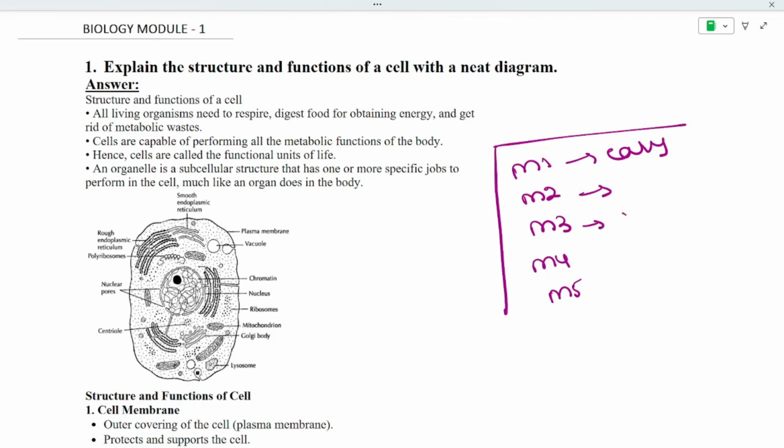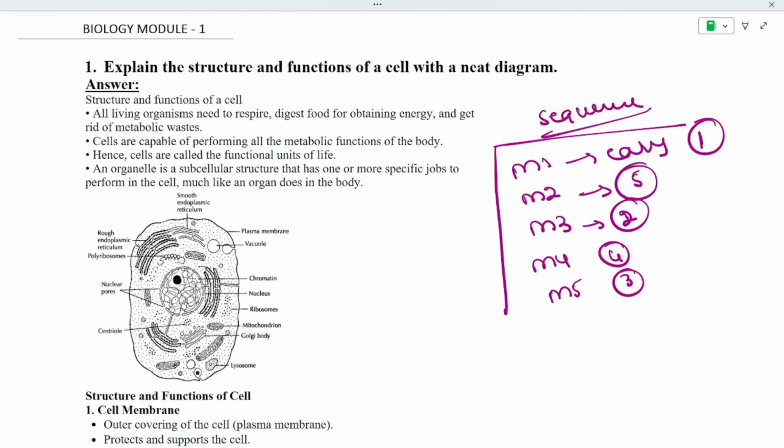module 3. Okay, you can give this the first priority, this the second priority, and next you can give the third priority to module 5, then the fourth priority to module 4, and the fifth priority to module 2. Okay, this is the sequence that you can start to study.